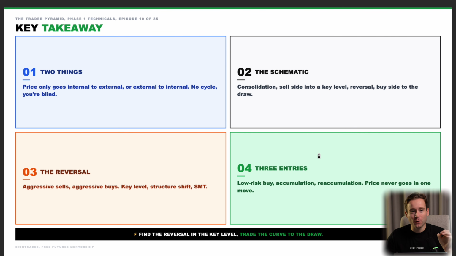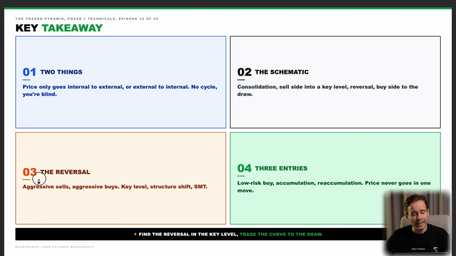So the key takeaways for this episode: price goes from internal to external and from external to internal. Ideally, go with the trend. So that means internal to external is always higher probability because you're trading with the trend. Remember the schematic: consolidation, sell side of the curve, reversal, buy side of the curve.